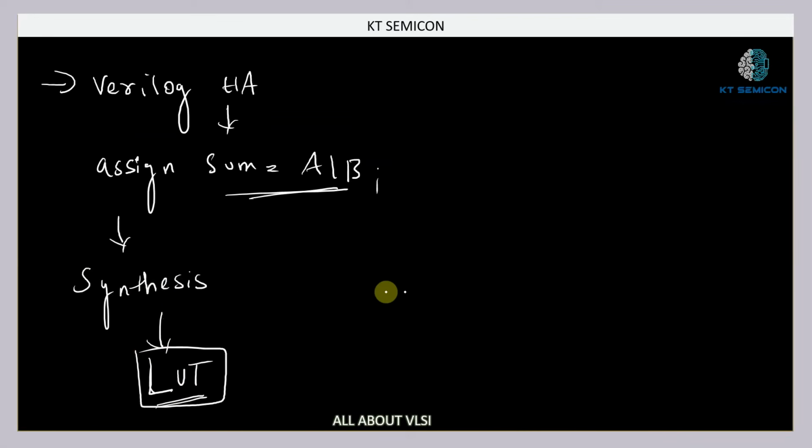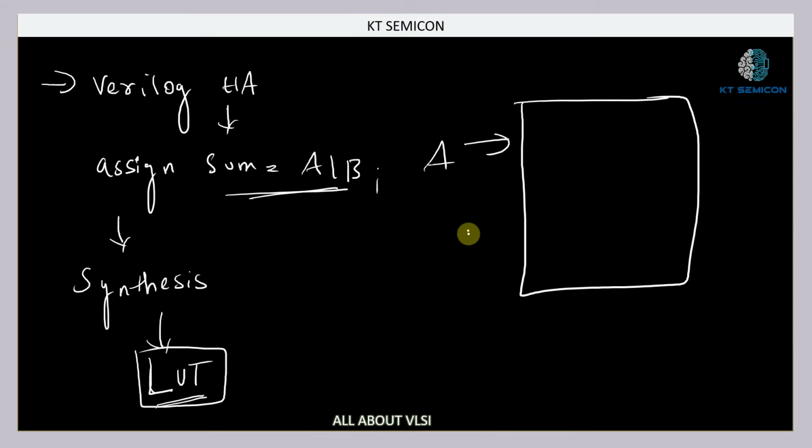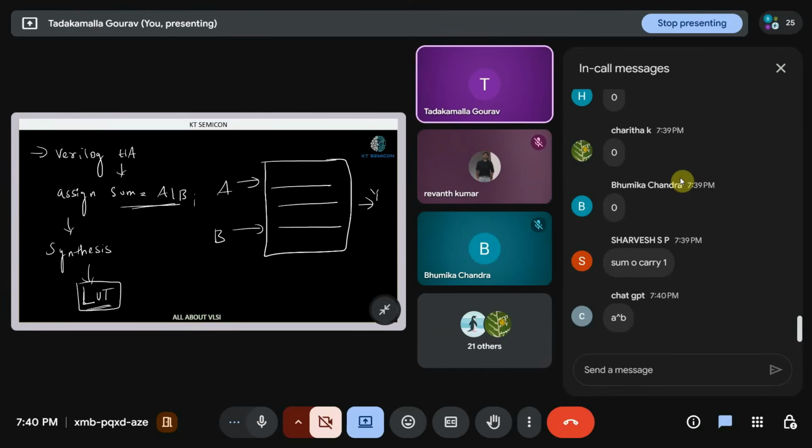How you're going to convert it into LUTs and how you're going to program your FPGA, that is what we are going to learn in this session. Now it has been converted into LUT logic, and in this LUT logic we are going to have A and B. Now in these four locations, what will be the data items that will be present? Can anyone tell me? Please see the code and answer.